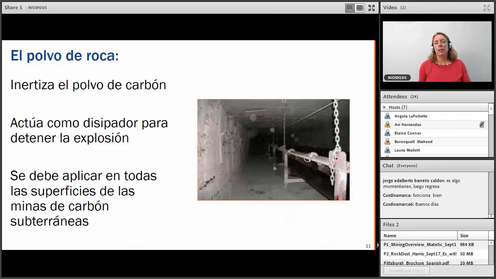In the photo, you can see that the rock dust is applied to all surfaces. And that includes the roof, the ribs, as well as the floor.